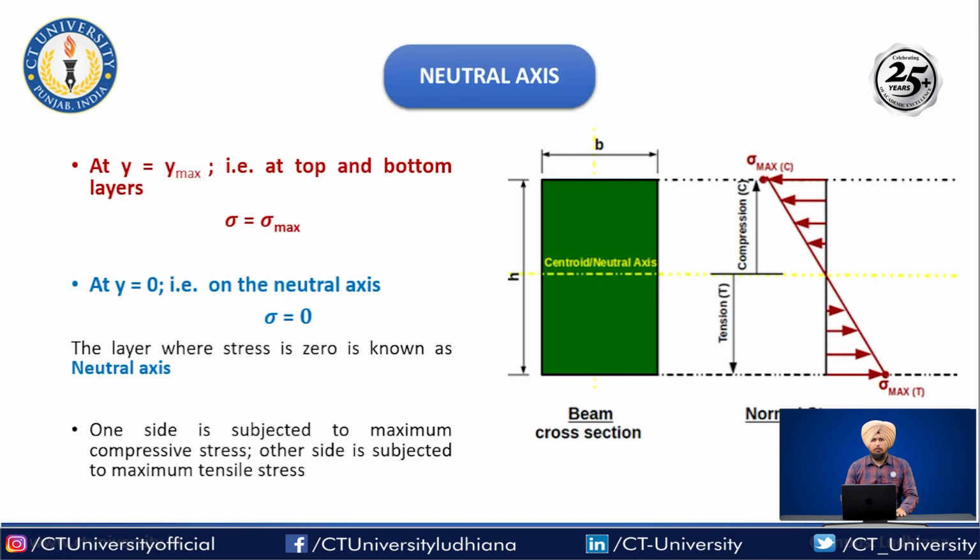Now you can see the figure, we have a neutral axis, and again we are summing it up, the location of maximum bending stress. That is either at the topmost layer or at the bottommost layer. The maximum is on the outermost layer, it can be on the top or on the bottom, and the zero stress is in the neutral axis.